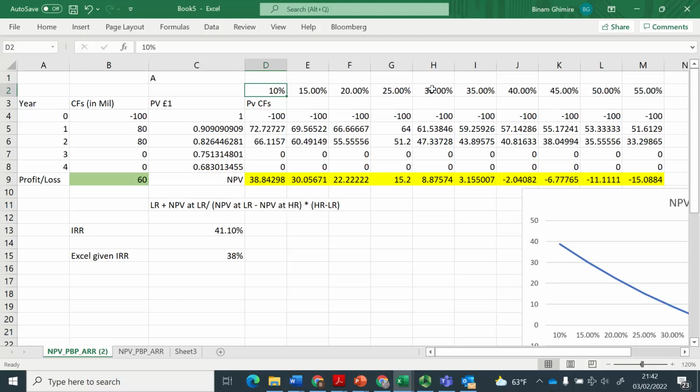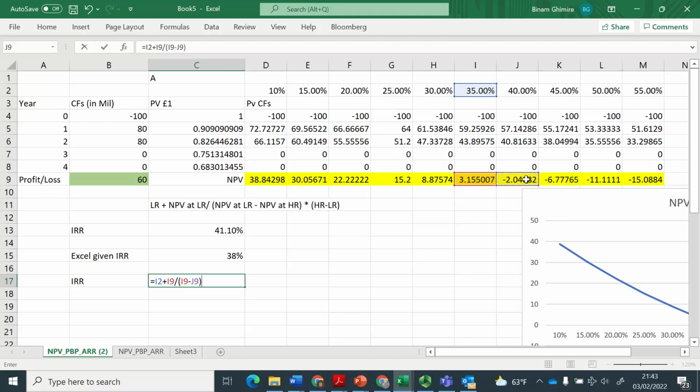So if you put something like 35 and 45, 35 as low rate and 45 as high rate, then you'll get an answer closer. Okay, so that's something I can show you here very quickly. So lower rate, let's say 35, plus NPV at lower rate, which is this number, divided by NPV at lower rate again, minus NPV at, let's take, what did I say? We can take 40% actually.